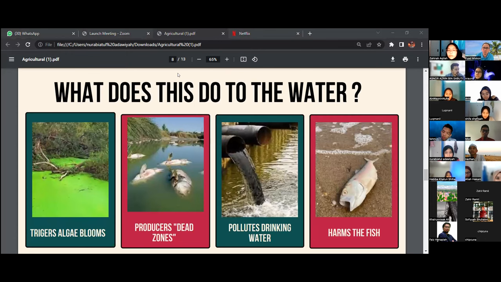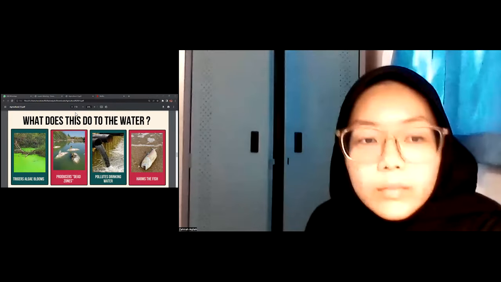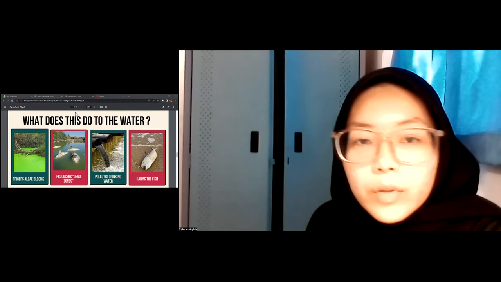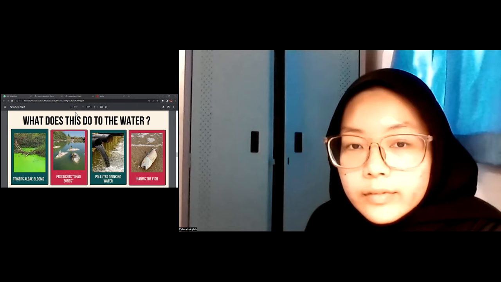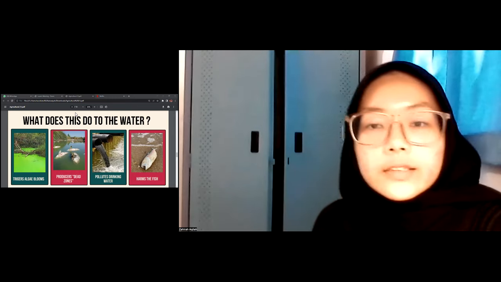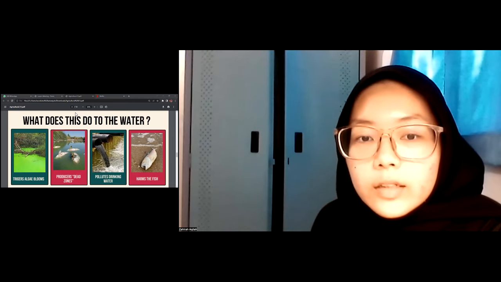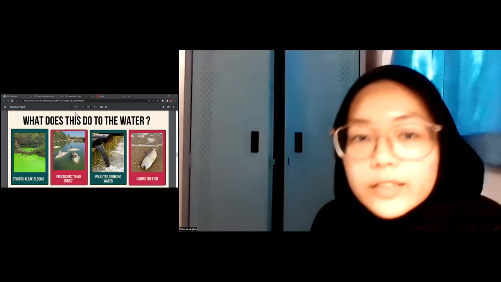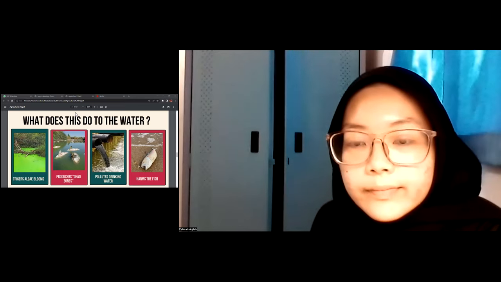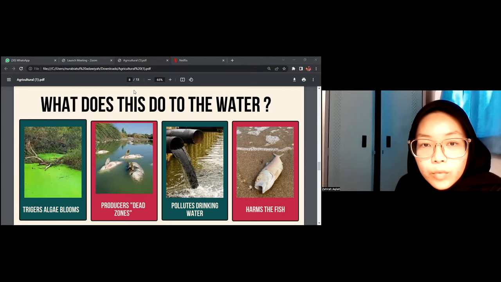What does this do to the water? All right, first, it triggers algae blooms. Second, it produces dead zones. Third, it pollutes drinking water. And lastly, it harms the fish. Next slide.